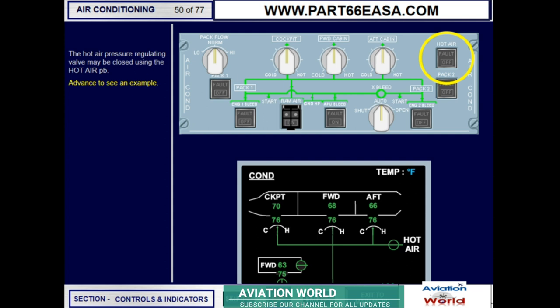We will now display the condition page and discuss how the system controls the temperature in the zones. Current temperature throughout the aircraft is 65 degrees Fahrenheit. The requested temperature is 76 degrees Fahrenheit in all three zones, with the zone temperature selected. The air conditioning system controllers react to this situation by opening the trim air valves to provide warmer air to the zones.